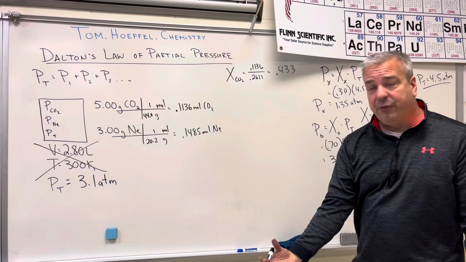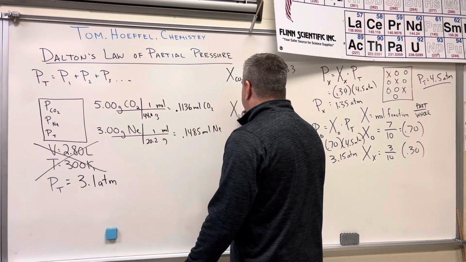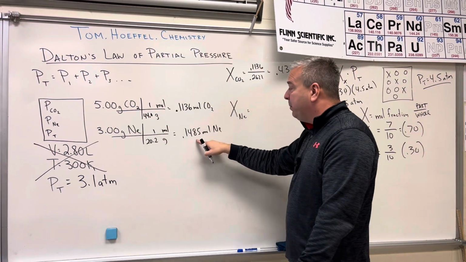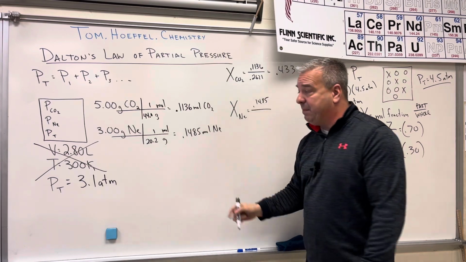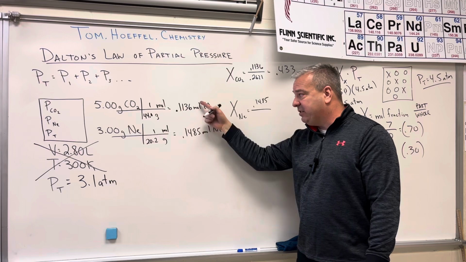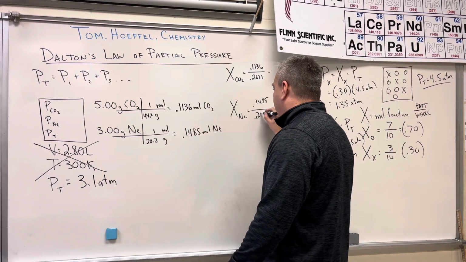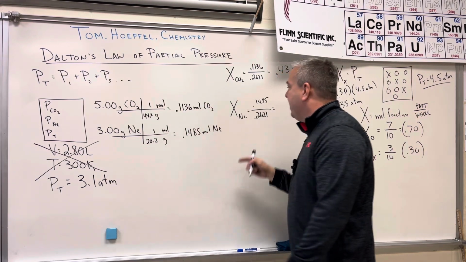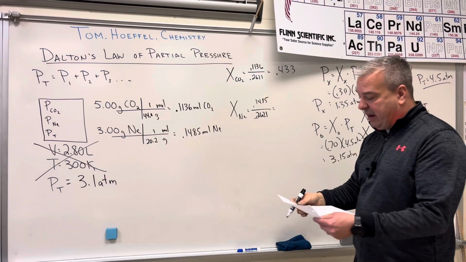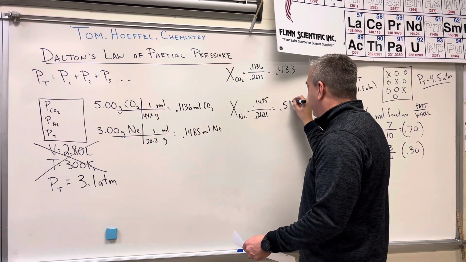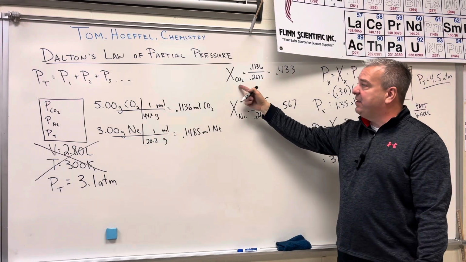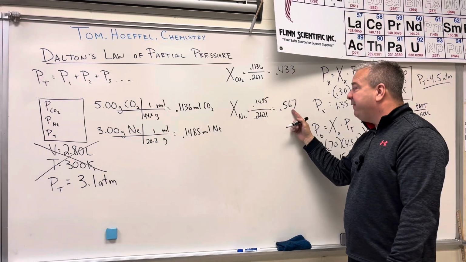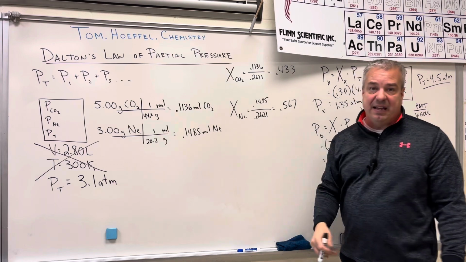I'm going to do the same thing for the neon. What is the mole fraction of the neon? Well, it's going to be the moles of the neon, 0.1485, divided by the whole, which I add these two together, and that comes out to be 0.2621. And then when I divide those two together, I find out that this is 0.567. So really, 43.3% of this is carbon dioxide, and 56.7% of this is neon.